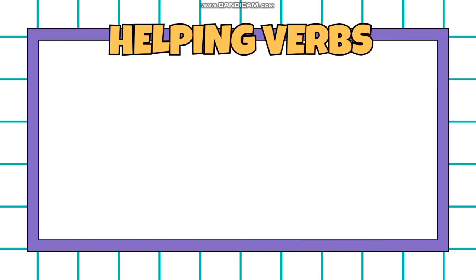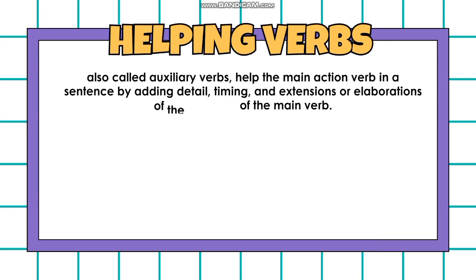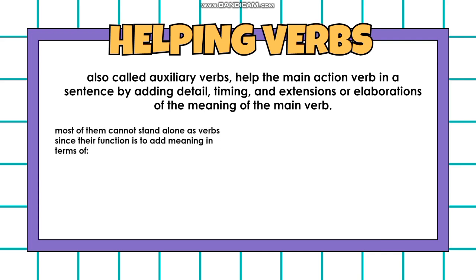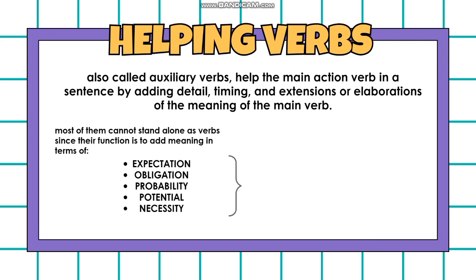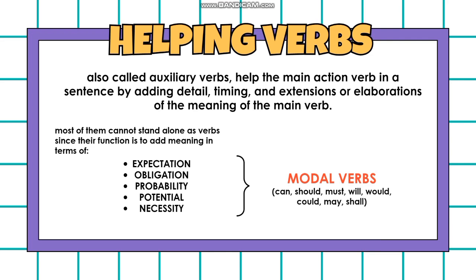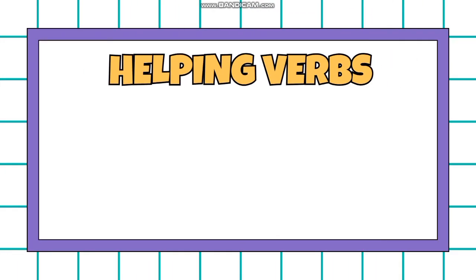Another verb that we are going to tackle is helping verbs. These are also called auxiliary verbs, and they help maintain the action verb in a sentence by adding detail, timing, and extensions or elaborations of the meaning of the main verb. Most of them cannot stand alone as verbs, since their function is to add meaning in terms of expectation, obligation, probability, potential, or necessity. And your former grammar teachers may have called them the modal verbs.